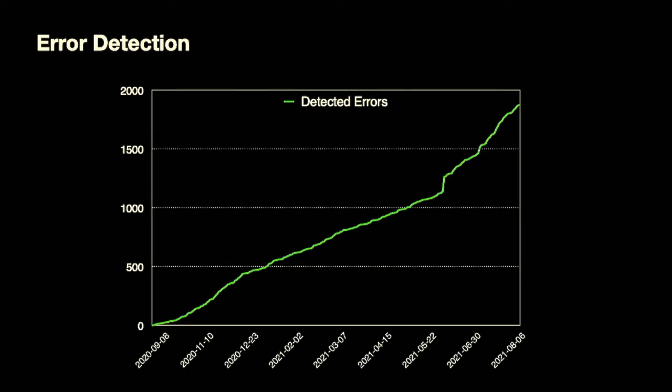A natural starting point for our evaluation is the number of errors detected. In total, Foster found over 1,800 unique errors in the 1 year deployment period. This translates to around 8 unique errors per workday. And note that there are these step changes in the rate of error detection, and these are caused by continuous improvement of our architecture and infra, for example, by introducing a new runtime environment or introducing a new strategy.